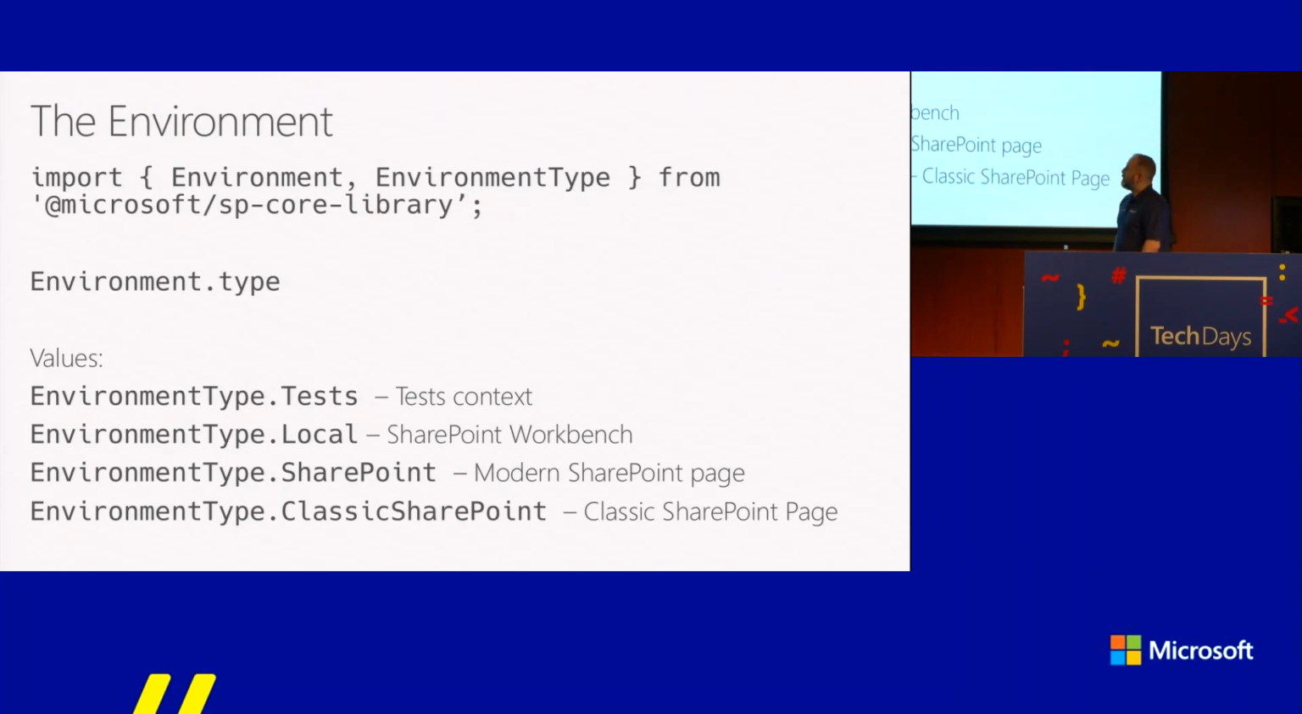And one of the things that are important when you're building these web parts, because you can run it in so many different ways, is to evaluate what the environment type is. Are we running this in the context of a unit test? Are we running it in the local SharePoint Workbench, in which case we want to mock data? Are we running on SharePoint in Office 365? Then we might want to use real data. So we kind of have some decision points based on the environment that we're running in.